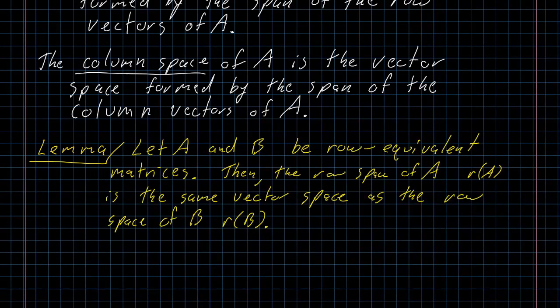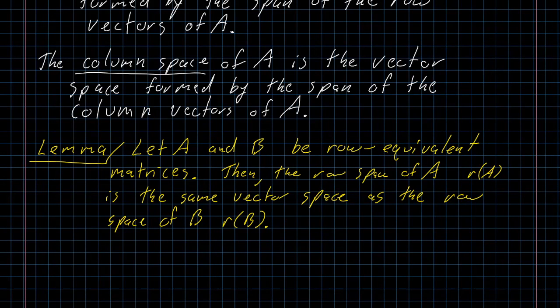Let's take two matrices A and B, and I want them to be row equivalent matrices. Remember that row equivalent means that if we start with A and we perform one or several elementary row operations, we can get from A to B. And as long as that is the case, I claim that the row space of A and the row space of B are the same vector space. I'm going to denote the row space of A as R of A, and the row space of B as R of B.